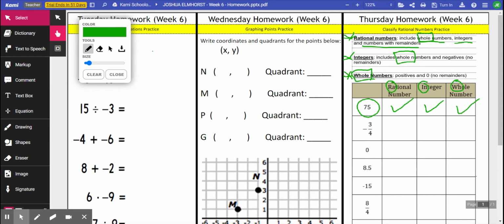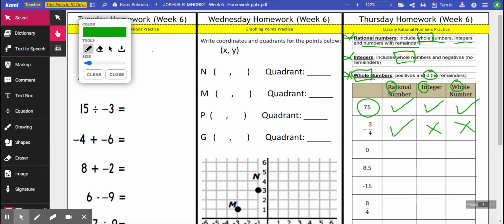So we look at -3/4. 3/4 is not quite a whole number. So 3/4 is not a whole number. And because it is not a whole number, even though it's negative, its integers are going to be the whole numbers and their opposites. But 3/4 is a fraction. It's less than a whole number. And so it only falls into the category of rational numbers.